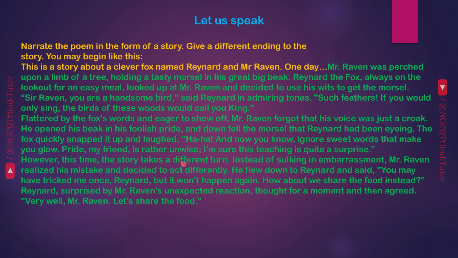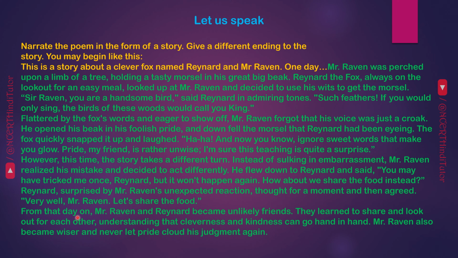However, this time the story takes a different turn. Instead of sulking in embarrassment, Mr. Raven realized his mistake and decided to act differently. He flew down to Renard and said, "You may have tricked me once, Renard, but it won't happen again. How about we share the food instead?" Renard, surprised by Mr. Raven's unexpected reaction, thought for a moment and then agreed. "Very well, Mr. Raven, let's share the food." From that day on, Mr. Raven and Renard became unlikely friends. They learned to share and look out for each other, understanding that cleverness and kindness can go hand in hand. Mr. Raven also became wiser and never let pride cloud his judgment again.